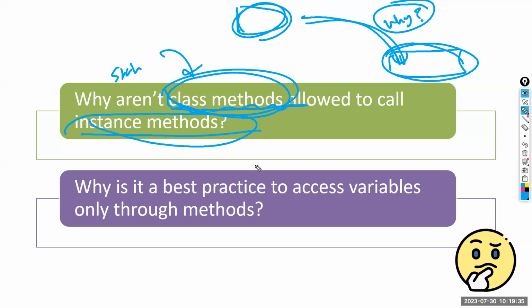Now, if your class method calls an instance method, all of a sudden you violate that contract. You are telling that we are not referring to the instances. But if your class method calls an instance method, of course, the instance method has access to the instance variables. So that means you're violating that. Therefore, that is not allowed because that will fail the entire concept.